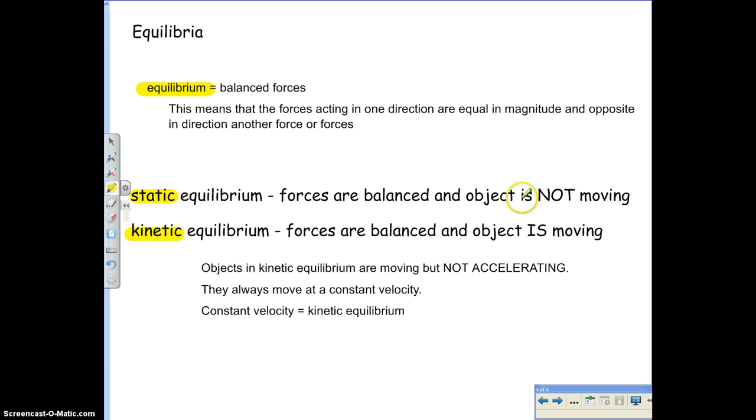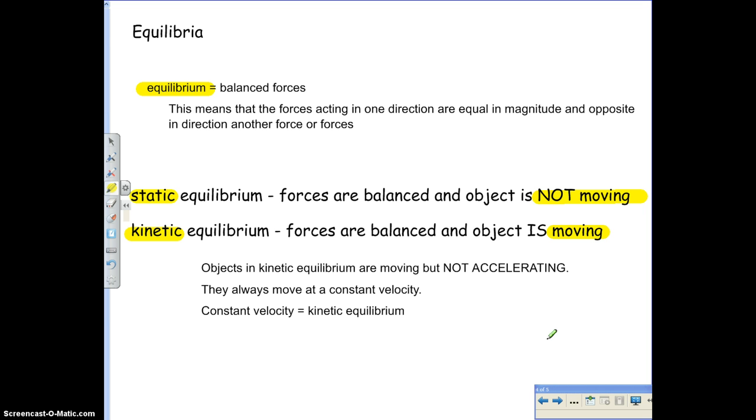If it's static equilibrium, static means not moving. Kinetic means moving. So objects that are not moving but have balanced forces are in static equilibrium. So a book sitting on a table, or anything that's not moving, is in static equilibrium. That is, the net force in all the directions is 0.